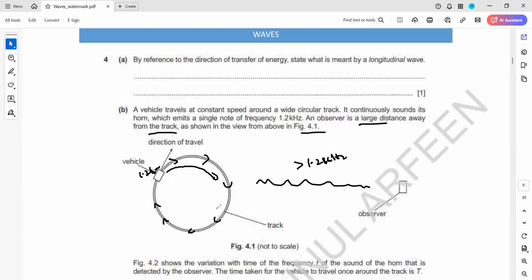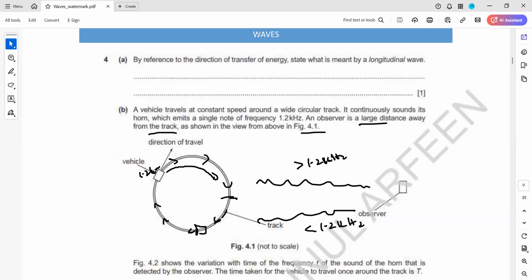Same thing as the vehicle moves away. It is emitting the same 1.2, but what is received by the observer as it moves away will be a longer wavelength or a lower frequency. So it will be less than 1.2 kilohertz.